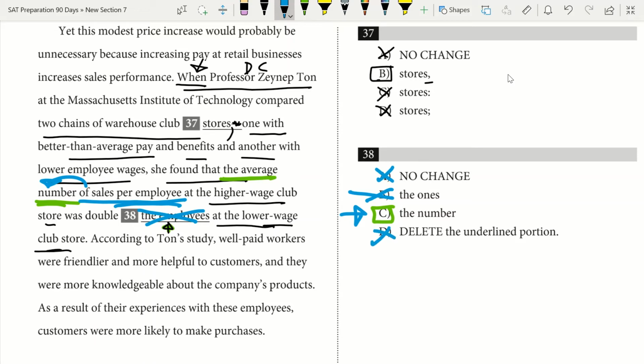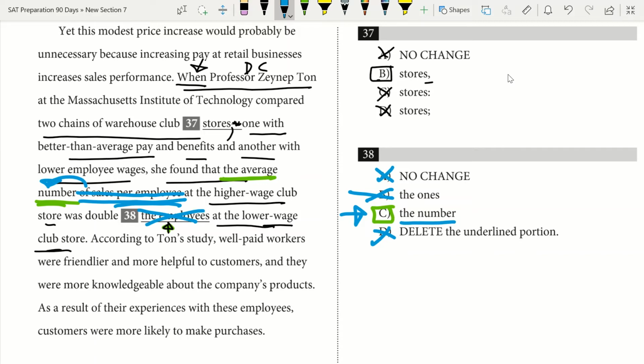In this case, we're comparing numbers, right? The average number, and then of sales per employee, that's a prepositional phrase, so we ignore it. Okay, our subject is the average number. Therefore, we need to compare the number to the other number. So the average number, compare it to the number at the lower wage club store.